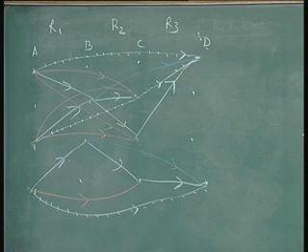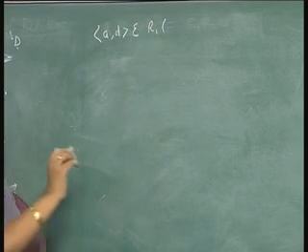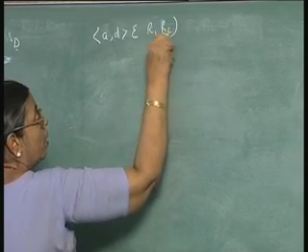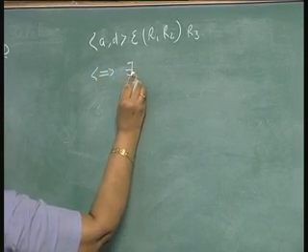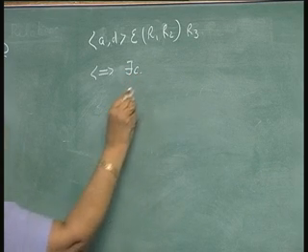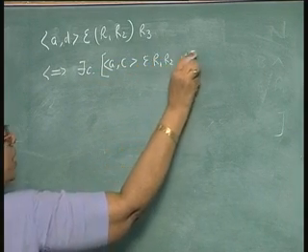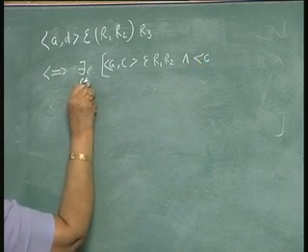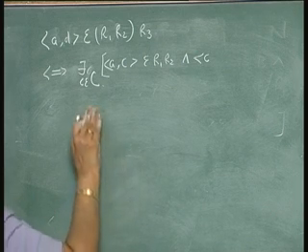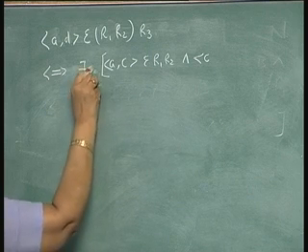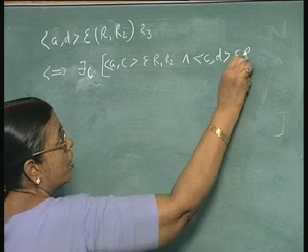What do you mean by saying that AD belongs to R1, R2 into R3? That is equivalent to saying there exists C such that AC belongs to R1, R2 and CD belongs to R3. Let us not write this belonging to, that you can always consider. There exists C such that AC belongs to R1, R2 and CD belongs to R3.